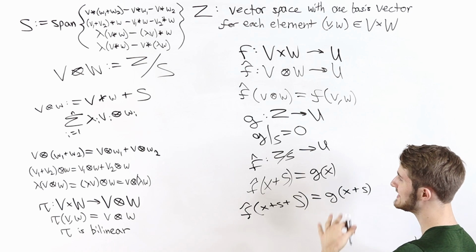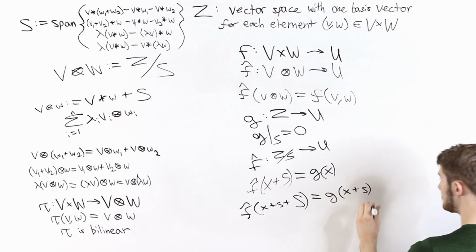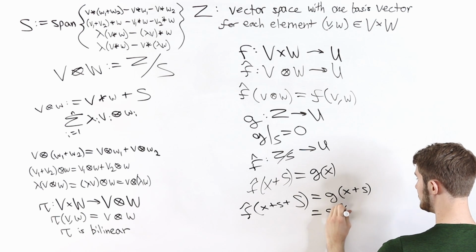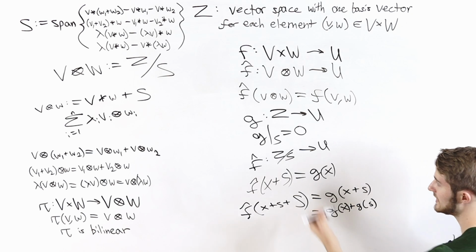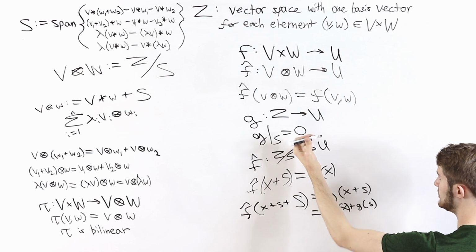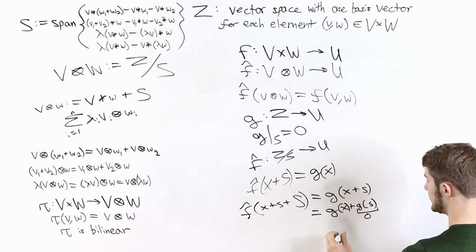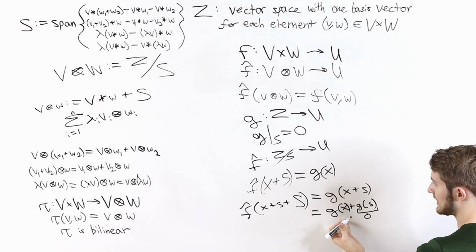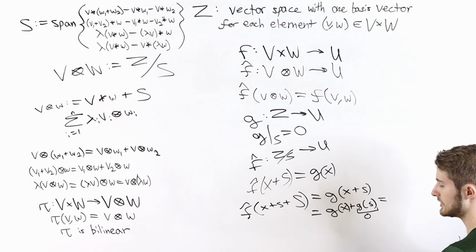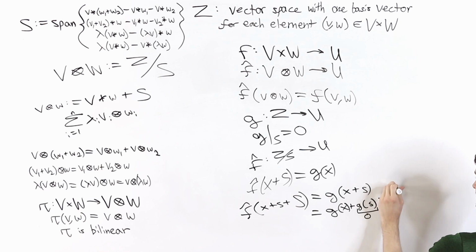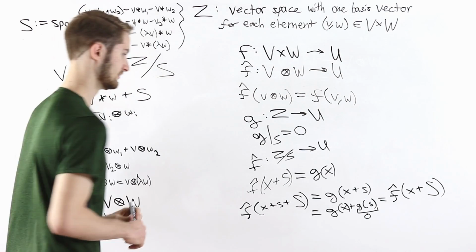But because G is a linear map, that's one of our assumptions that we made when we defined G, this is going to be equal to G of x plus G of s. And we said that G restricted to S is equal to 0. So if that condition is true, then this part is just 0. We can ignore it, and we get just G of x. But that's the same as f hat of x plus s. So this immediately gives us that f hat is the same value on every possible coset representative.